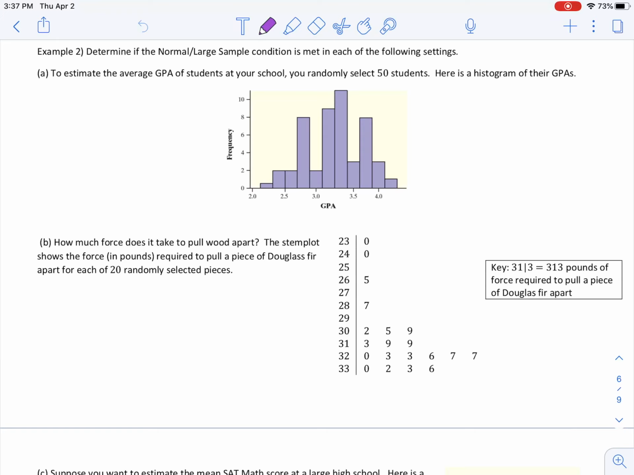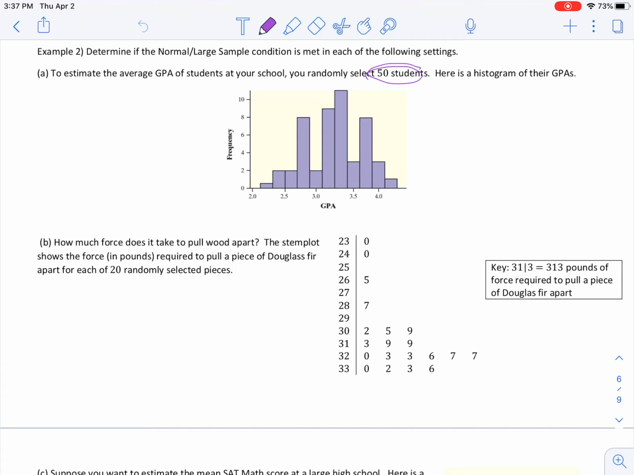So example 2, checking the normal/large sample condition. We're going to be looking at an example where they're trying to estimate the average GPA of students at your school. You randomly select 50 students and there's a histogram of the GPAs. So we can care about the shape of the GPAs in this sample.